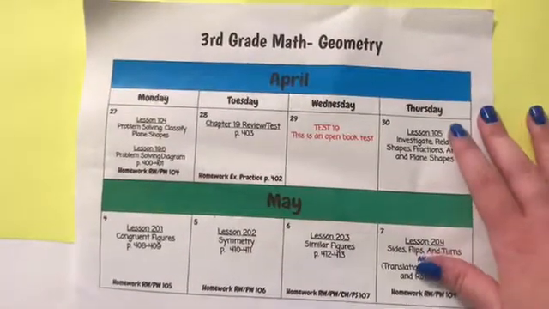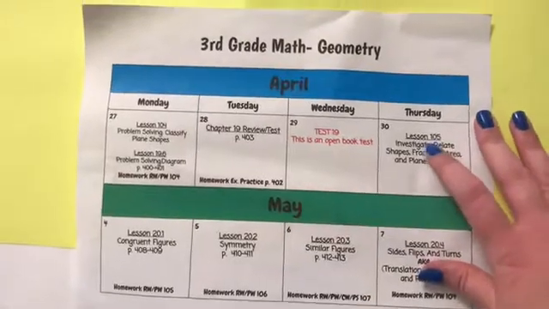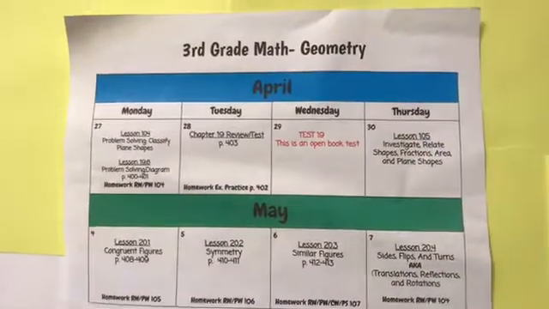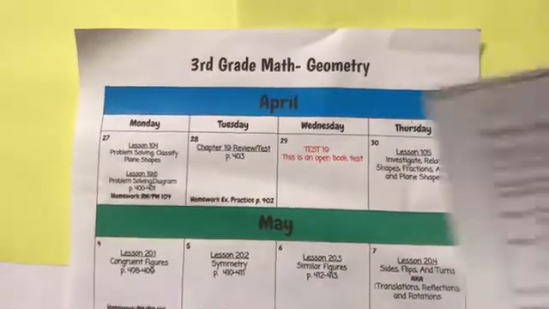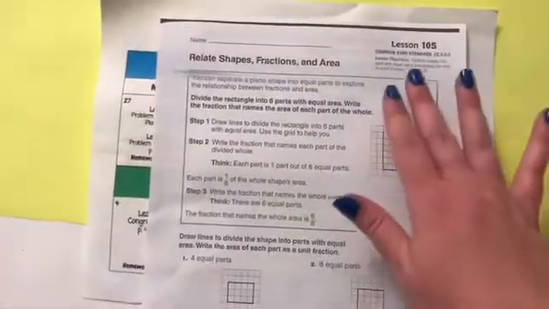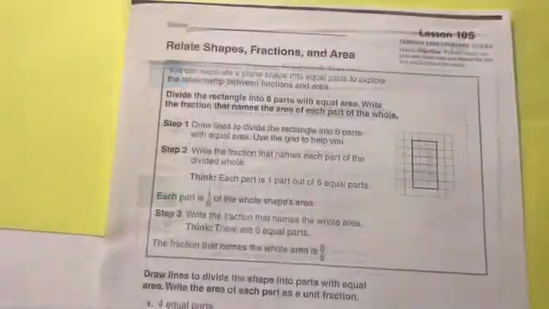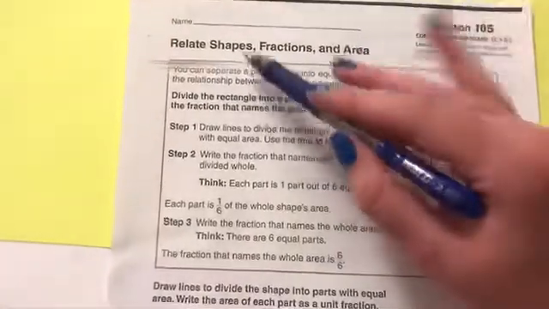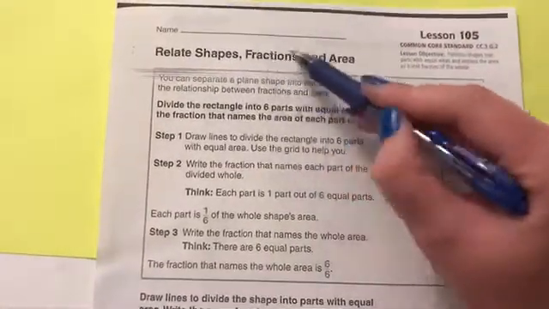Today we're going to be talking about Thursday's lesson, which is lesson 105. The only thing that we're going to need for today's lesson is this worksheet, which is lesson page 105. Alright guys, so in this lesson we're going to be talking about shapes and how they relate to fractions and area.